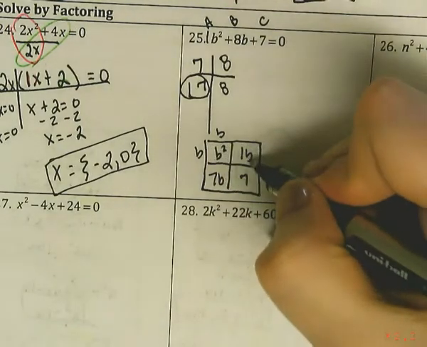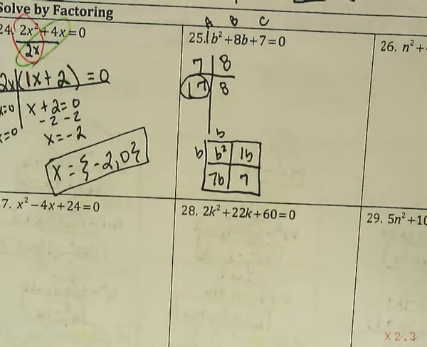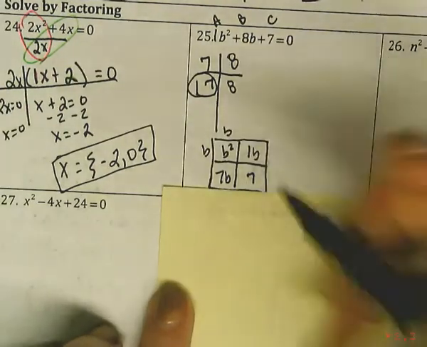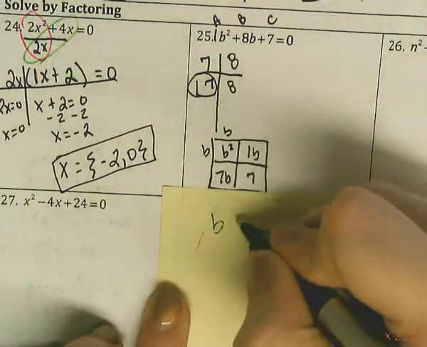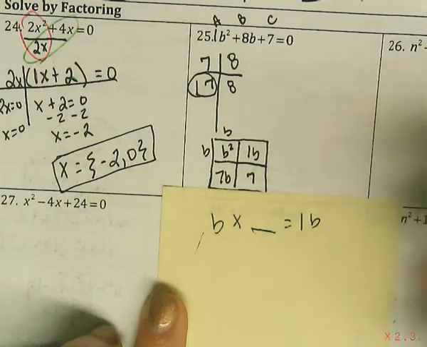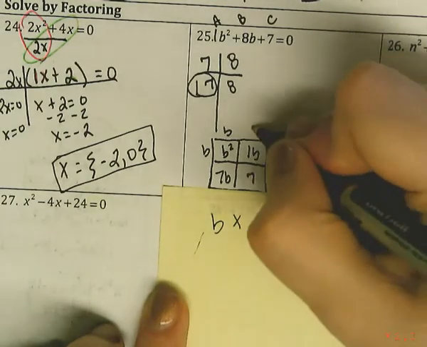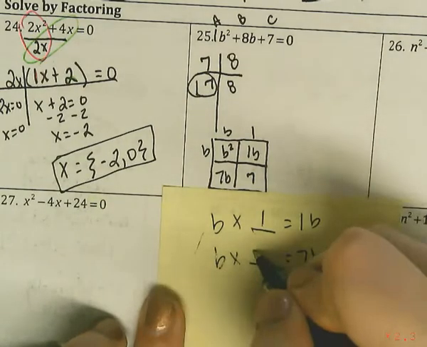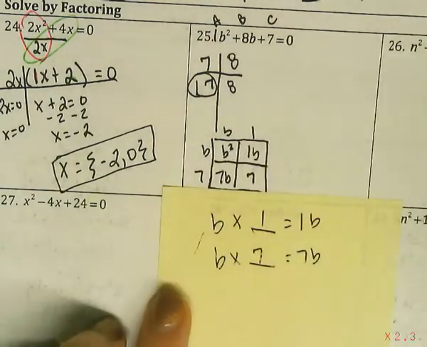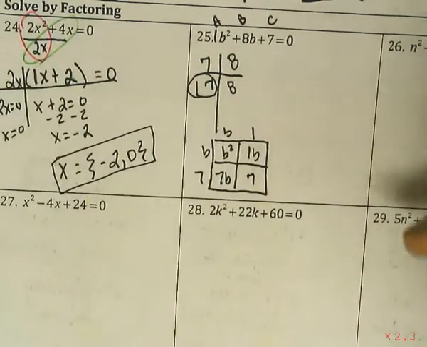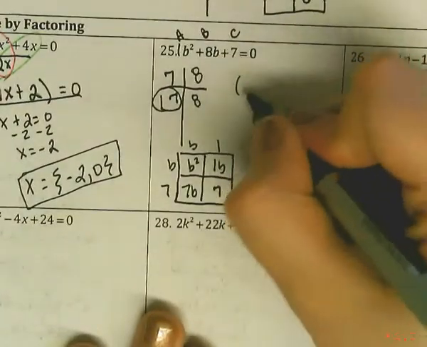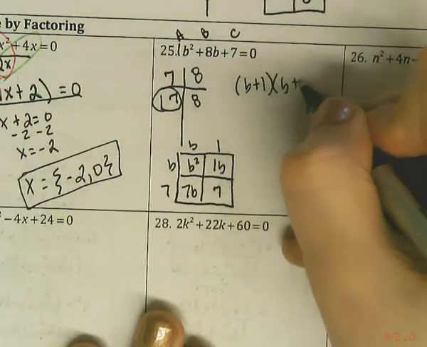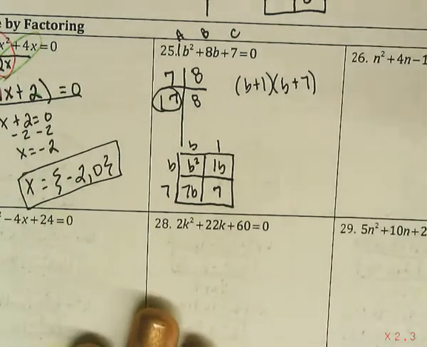So b times what gives me 1b? Just 1. B times what gives me 7b? 7. That's all we're looking for. So we have b plus 1 times b plus 7. So let's write that up here. B plus 1 times b plus 7. And if you weren't very confident, you could go back and multiply and check yourself. I'm not going to.